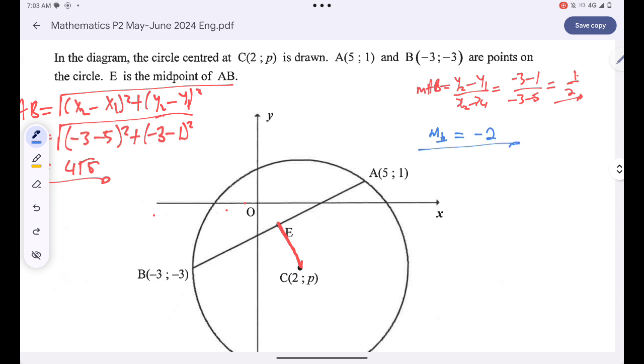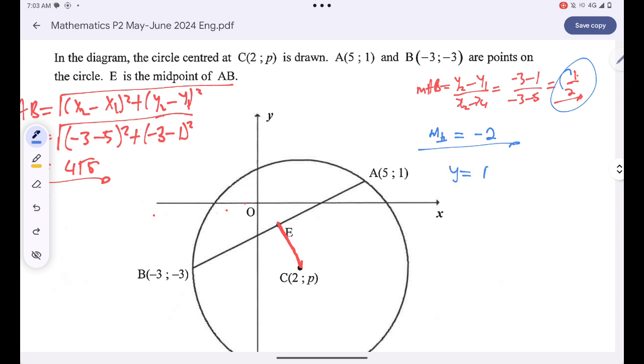Why? Because if I have two lines that are perpendicular and I know the gradient of one line, for me to find the gradient of the other line, I just need to flip the gradient that I have around and change the sign. Okay, so now I do know the gradient. I just want to find the equation.